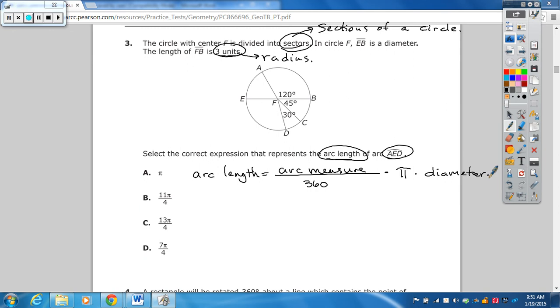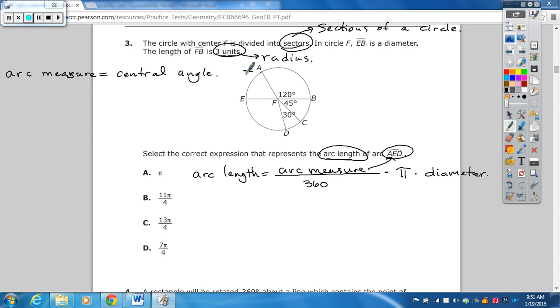Now, if the term arc measure is unfamiliar to you, arc measure is equal to the central angle measurement. So what I mean by that is this. The measure of this arc right here, not the length, but the measure, is 120 degrees, equal to the central angle measurement right there.